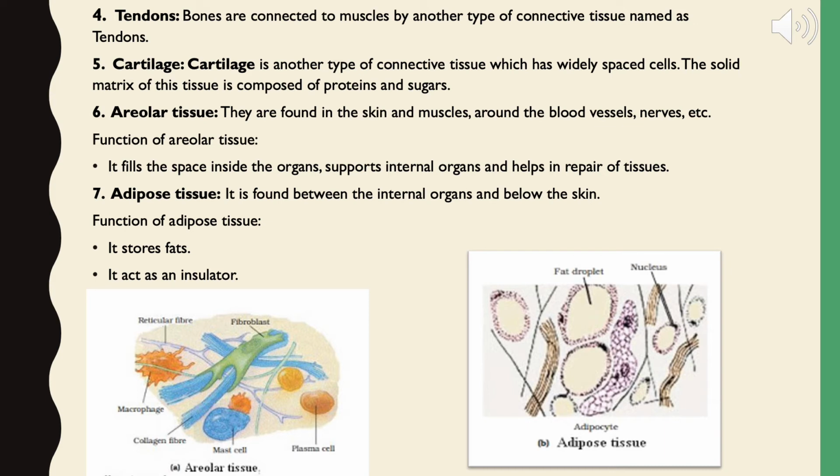Then comes areolar tissue. Areolar tissue is found between the skin and muscle, around blood vessels and bone marrow, and its function is to support internal organs, fill space inside organs, and help in repair of tissues. Then comes adipose tissue. Adipose tissue is found in deeper parts of the skin, and what is its main function? Its main function is to store fat, and fat acts as an insulator.